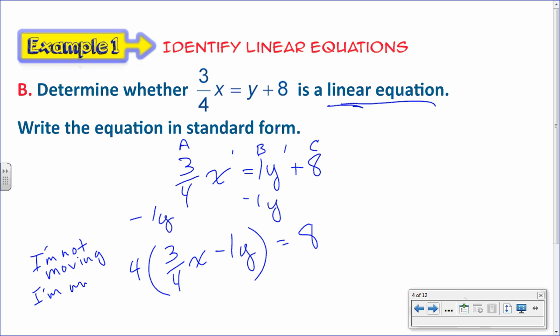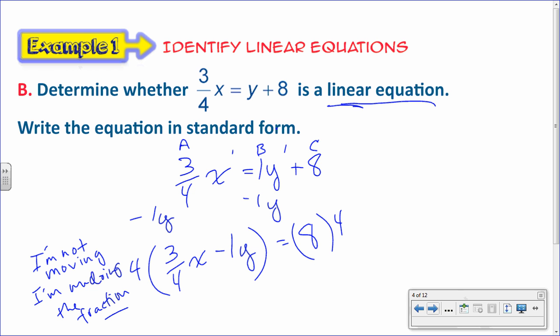I'm undoing the fraction. If I wanted to move the fraction, then I would multiply by its what, Zeta? Okay? Here I'm just undoing it. If I multiply one side by 4, I gotta do the other side also. Now watch what happens. Everybody watching?